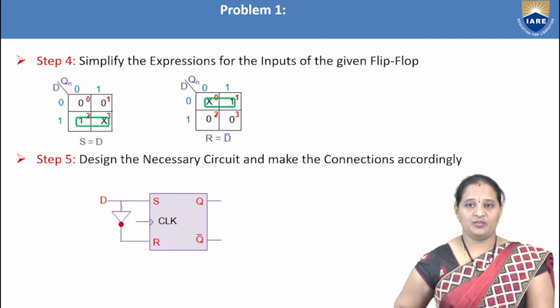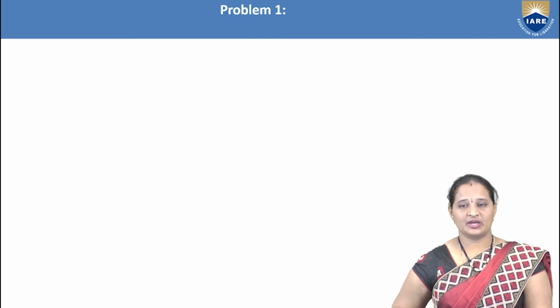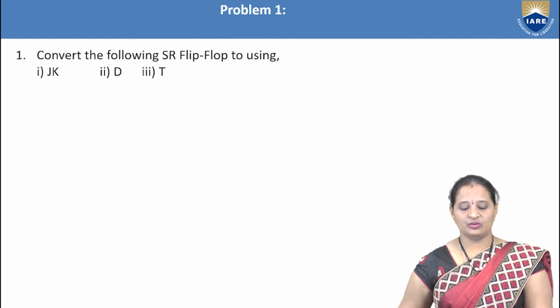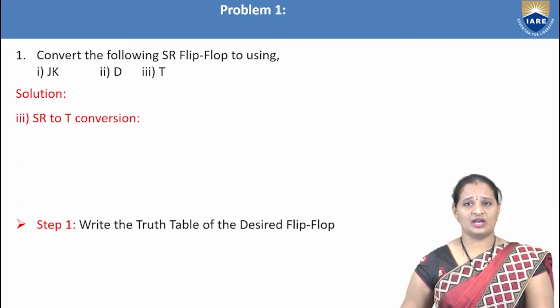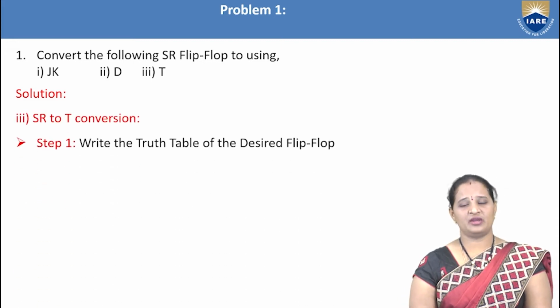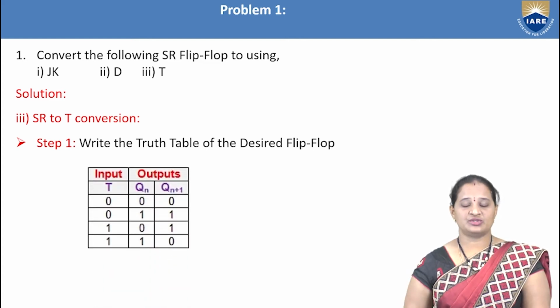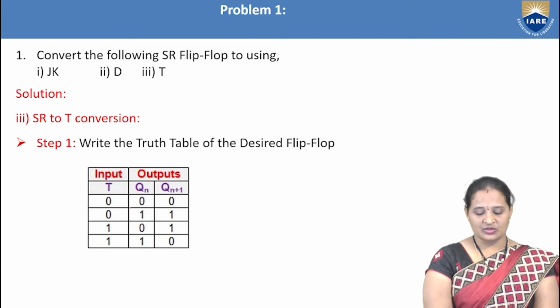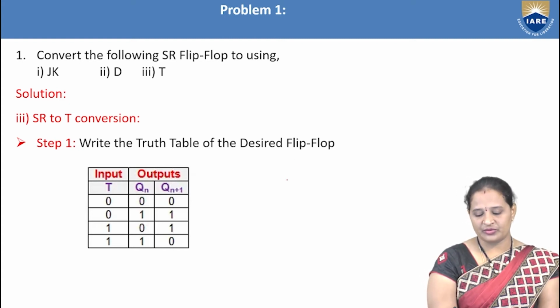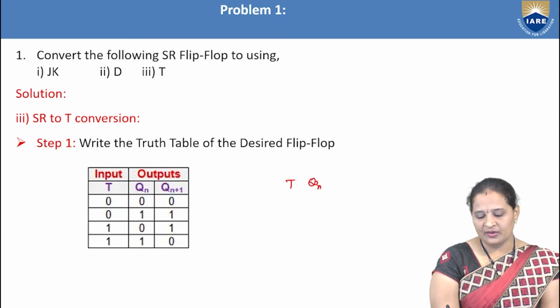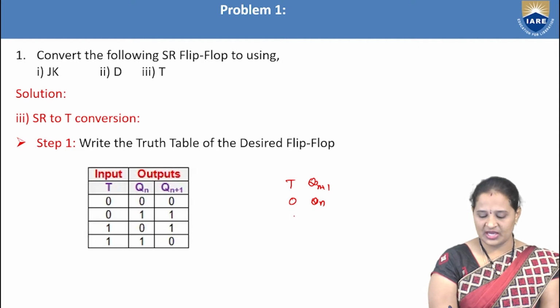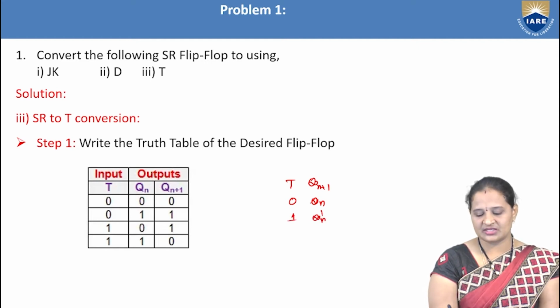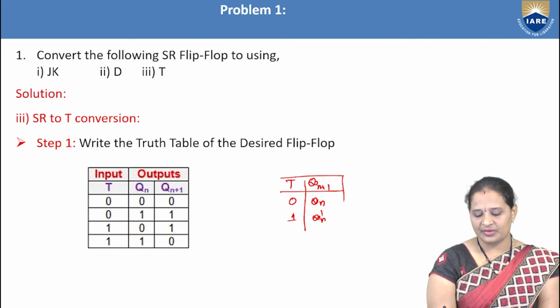So this is one more conversion, that is SR to D. Next we'll see SR to T conversion. What is the available flip-flop here? SR again, whereas the desired flip-flop is T. Now get the truth table of the desired flip-flop, which is the T flip-flop. Here you know the T flip-flop truth table. When T is equal to 0, the next state is equal to the present state. When T is equal to 1, the next state is equal to the complement of the present state.